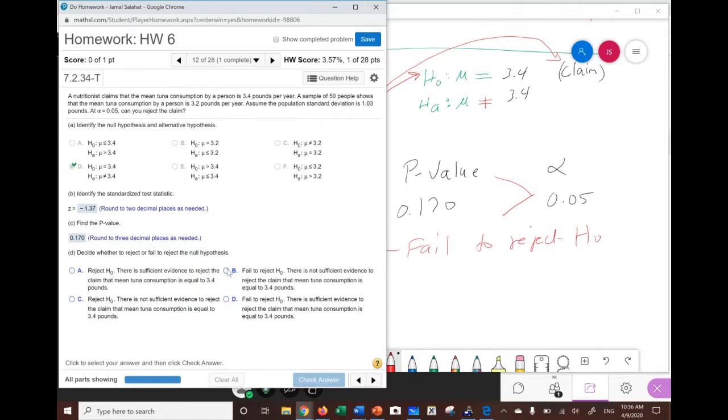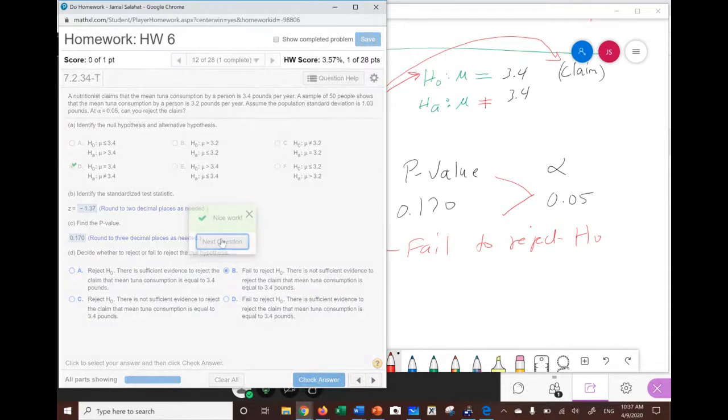We're not going to take A. We're going to take either B or D, because both of them say fail to reject H naught. Part B says there is not sufficient evidence to reject the claim that the mean tuna consumption is equal to 3.4. Part D says fail to reject H naught, there is sufficient evidence to reject the claim. Notice D is telling us fail to reject H naught and reject the claim, and that's wrong because H naught is the claim. So we're going to take B, because when you fail to reject H naught, there is not sufficient evidence to reject the claim. In other words, you're accepting the claim. And this is the correct answer.